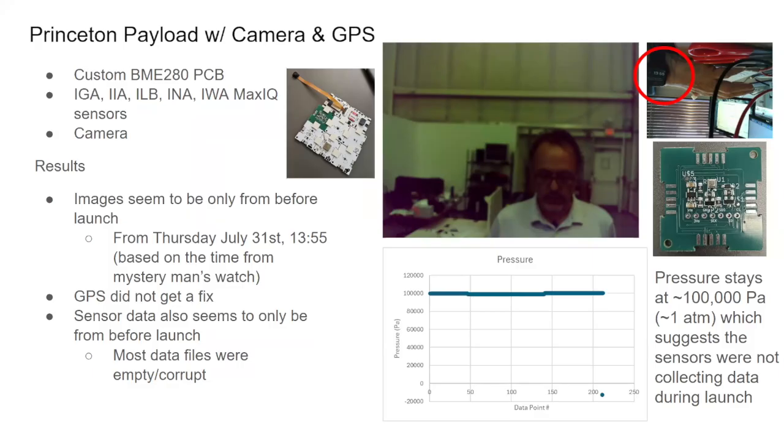So unfortunately, it looks like most of the data that we have is all from before the launch. As you can see, the pressure graph is all at about 1 ATM. So it's suggesting that this payload wasn't turned on or something happened during the actual launch. The pictures that we have also look like they're from testing beforehand. From the watch, it's around Thursday, July 31st, so before the launch. The GPS also didn't happen to get a fix beforehand, and a lot of the data files were empty or corrupt. So unfortunately we weren't able to get much information out of this one, but I think Richard was able to get a little bit more, so he can talk to what he has as well.